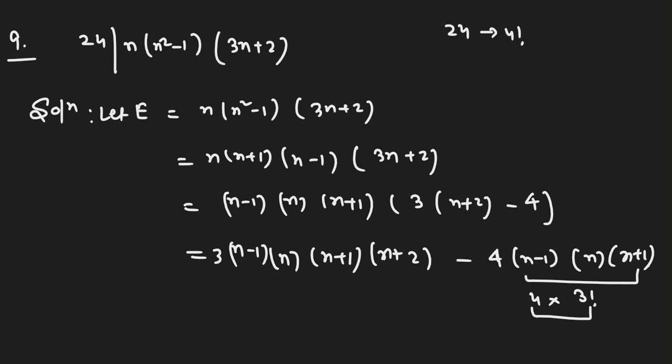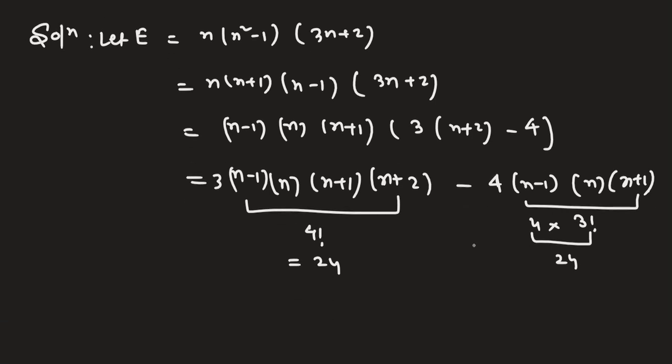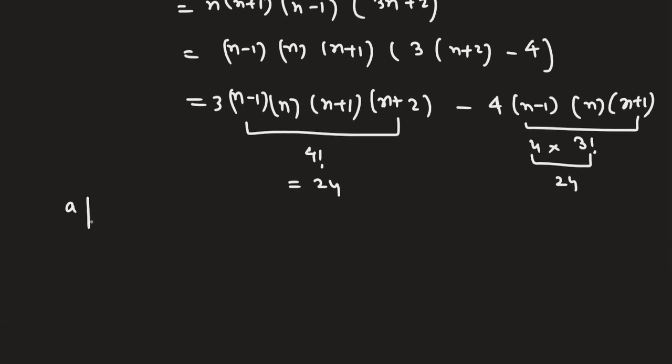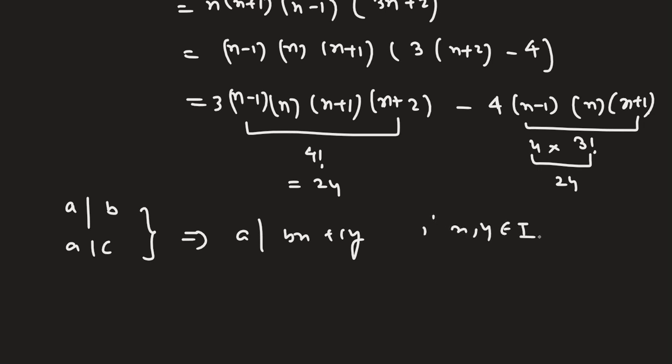So here this expression is divisible by 24, and here the product of 4 consecutive natural numbers is divisible by 4 factorial, which is 24. So both expressions are divisible by 24. We know this property: if a divides b and a divides c, this will imply a divides bx + cy for some integers x, y belonging to integers. So therefore we can say that 24 divides E. Hence proved.